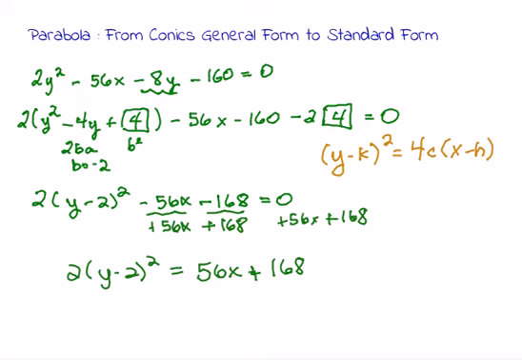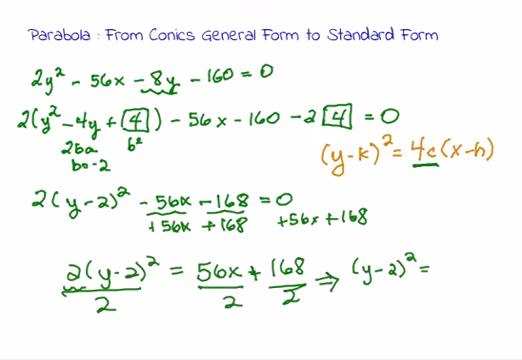Now we're getting close here. Notice in our standard form, we don't want a coefficient on the y minus k squared part over on the left side of the equation. We only want a coefficient here in the 4c on the right side of the equation. So since I've got this 2 over here, I'm going to divide everything by 2. And that's going to give me y minus 2 squared equal to 28x plus 84.